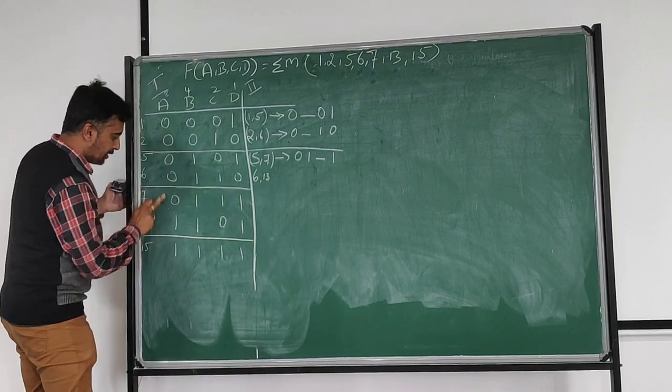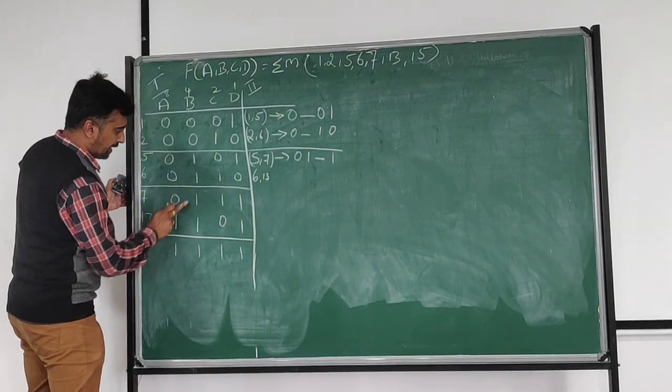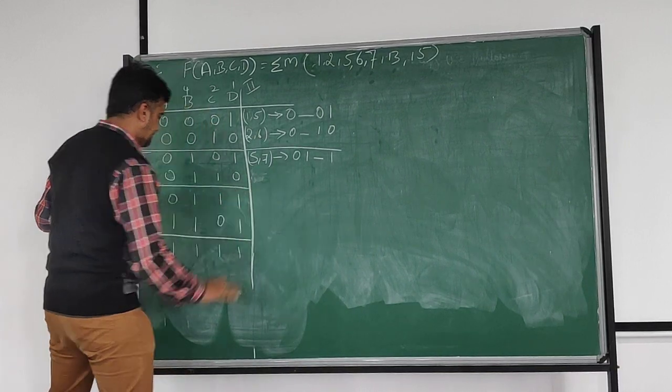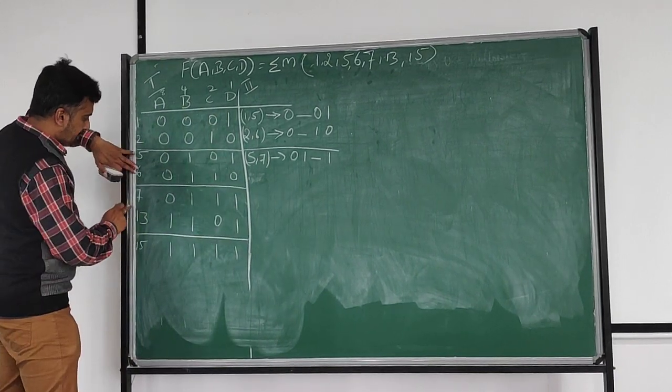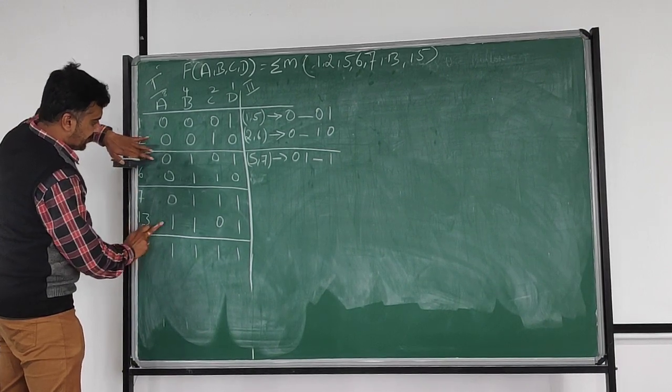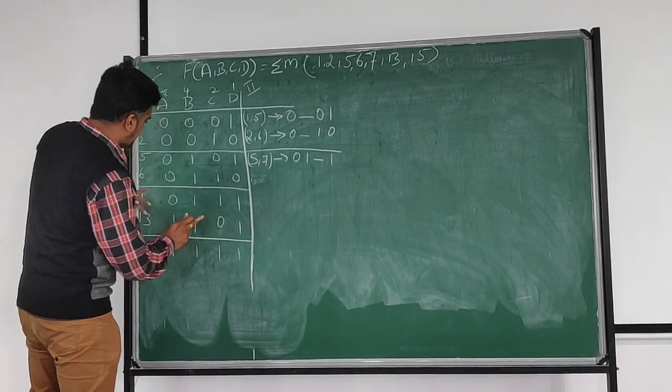See here, 0 1 change, 1 1 same, 1 0 change. So 6 30 is not available, so leave, neglect that one. Next come for 6 7. Sorry, 5 7 after that 5 13. 5 7 0 1 1 1 0 0, 5 13 is available.